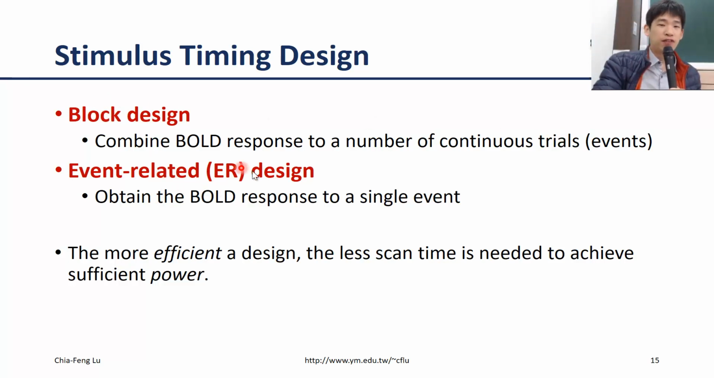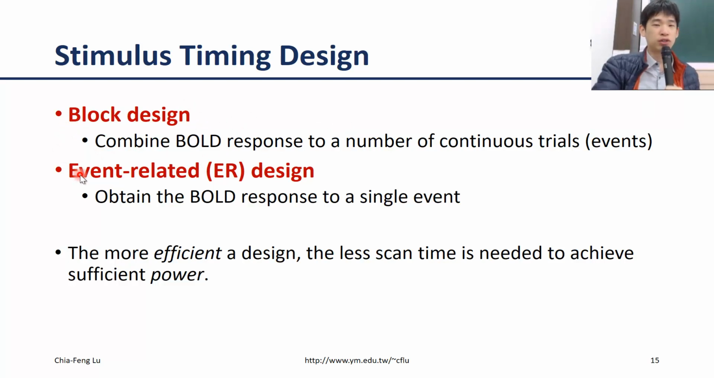But for event-related design, we'd like to obtain the BOLD response to a single event. That means I only ask the subject to do one single hand grasping, just one time, and I'd like to see the BOLD response related to this single event. And I may wait for maybe another 20 seconds. Then I ask the subject to do the single hand grasping again. Then I'd like to see again whether there is a BOLD response corresponding to this single event. Okay. So these two are very different designs, and they have their own pros and cons.